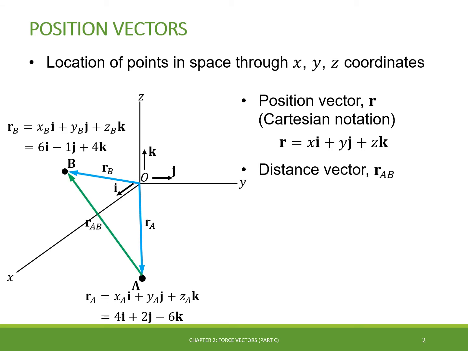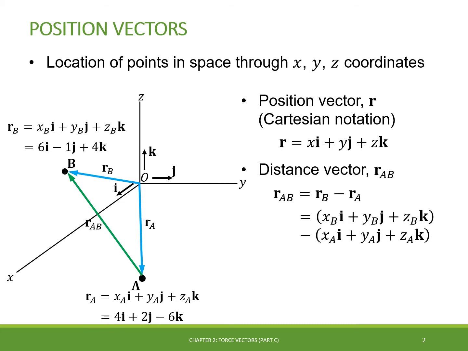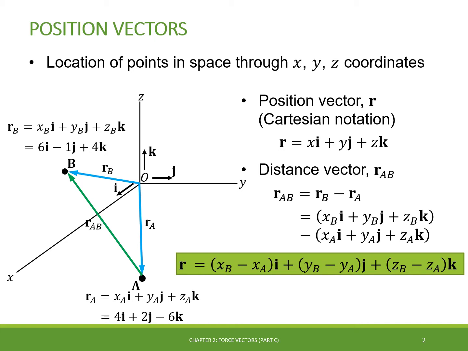We can go further in this analysis and define a distance vector r sub AB, denoting the distance between the points A and B, or simply the position of the point B relative to the point A. This is mathematically represented by the subtraction of r sub A from r sub B. Expanding this formula using the Cartesian notation, we get the general expression to calculate the distance vector between 2 points, which is a function of the coordinate system of the 2 points along the axis of the reference system.